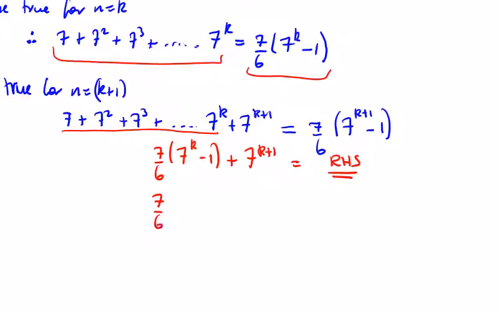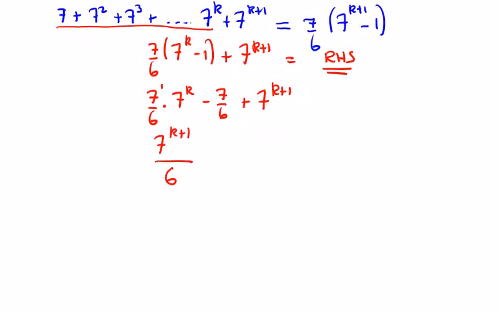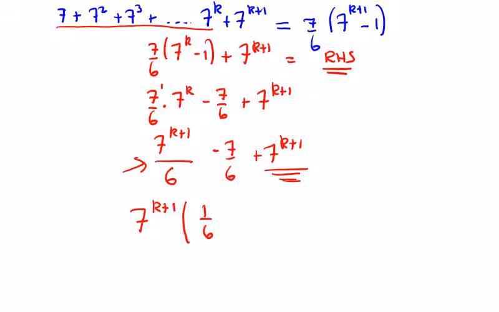So multiplying 7 over 6 by 7 to the power of k, you can see what's going to happen here. This is going to become 7 to the power of k plus 1 over 6. And we have minus 1 times 7 over 6, which is minus 7 over 6, plus 7 to the power of k plus 1. Now I can do this a couple of different ways. I'll just bring my minus 7 over 6 down and my 7 to the power of k plus 1. So we have a 7 to the power of k plus 1 here and in here. So if I factor that out, 7 to the power of k plus 1, that's going to leave me with 1 over 6 to get the first term, and it's going to leave me with plus 1 to get the second term. And I have my minus 7 over 6.